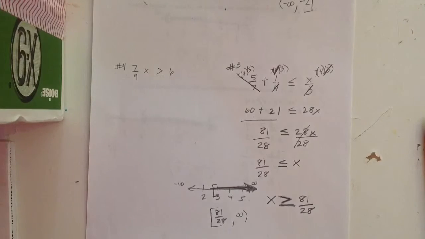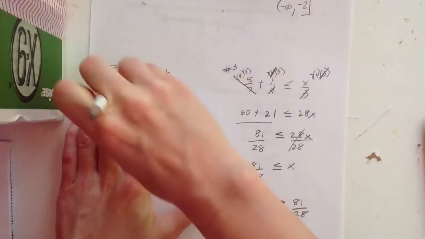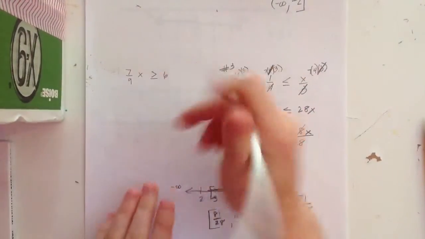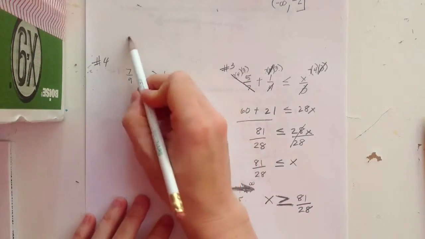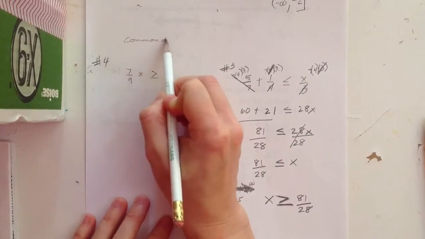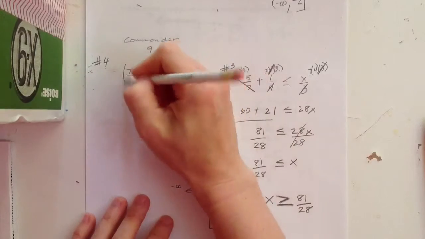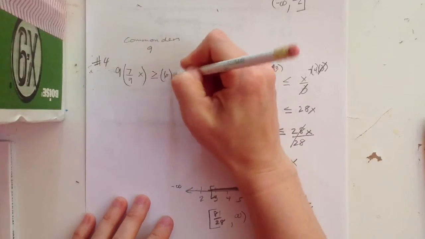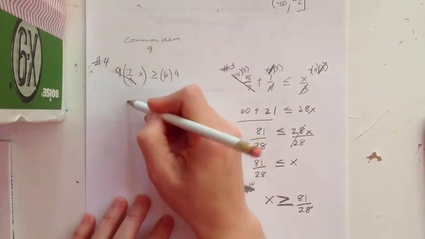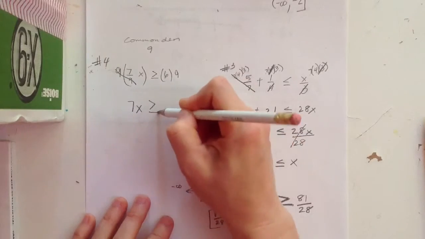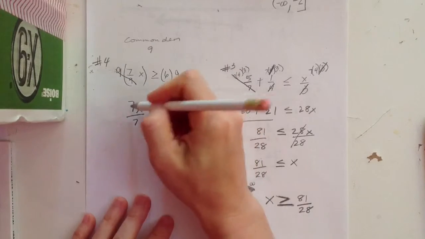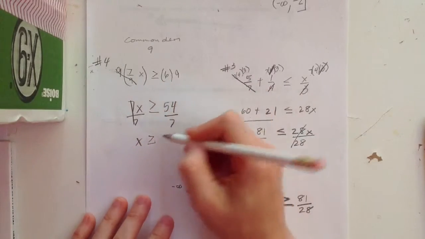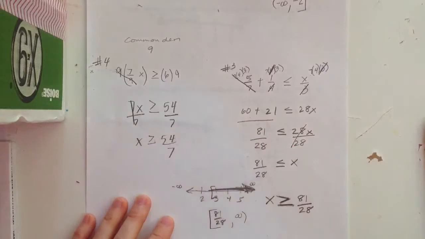Okay? The last problem that we have on this page is another fraction, and I just want to remind you how you get rid of fractions. Alright, so remember you want to get a common denominator, and this common denominator is easy. It's 9. That's the only denominator we have. So I'm going to multiply both sides by 9. And I have 7x is greater than or equal to 54. Divide both sides by 7. And x is greater than or equal to 54 over 7.